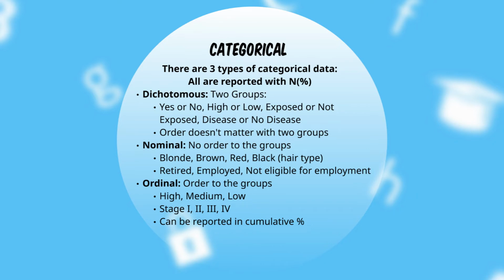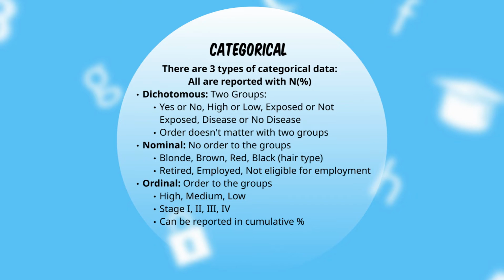Nominal categorical variables mean that it's in name only. There's no order to the groups. An easy way to think about this is hair type: blonde, brown, red, or black. Retired, employed, or not eligible to be employed.